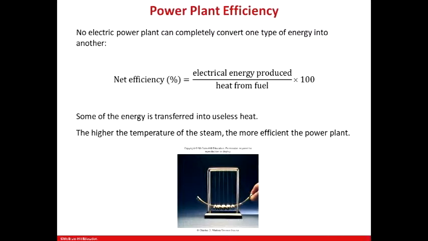The higher the temperature of the steam, the more efficient the plant. But what does it take to get that higher temperature? We have to do what? Burn more fossil fuels, or burn fossil fuels that have energy structures with higher energy in their bonds. You get it?